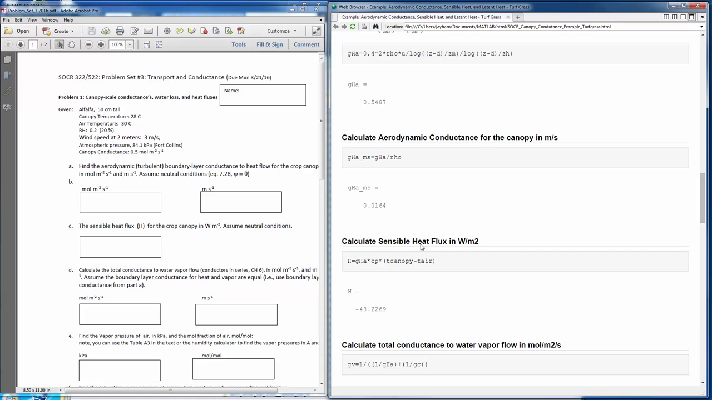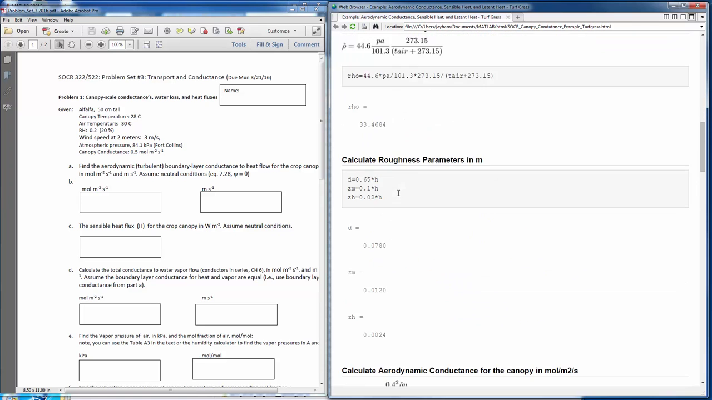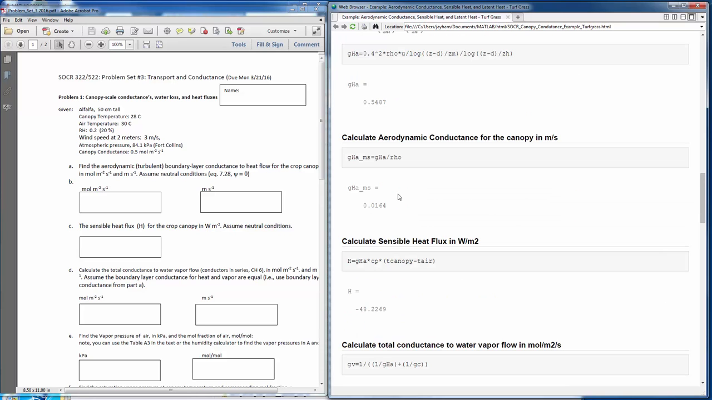Now that we have our conductance for heat here, we can calculate sensible heat flux, and that's our aerodynamic conductance for heat times the specific heat of air times the temperature difference between the canopy and the air. So GHA comes from here. CP was one of our constants up top, 29.3. And you plug those in there, and I got minus 48.22 watts per meter squared.